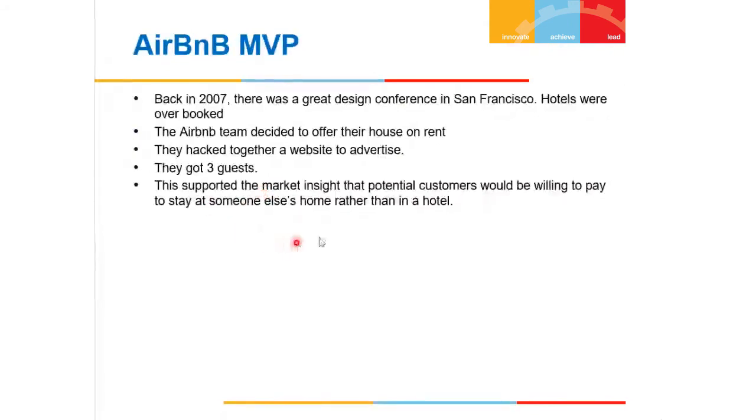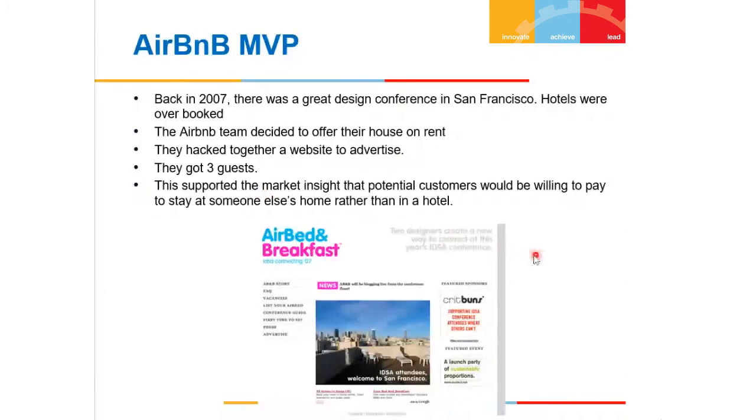So this supported the market insight that potential customers would be willing to pay to stay at someone else's home rather than in a hotel. This was that quick and simple website they put together for that particular conference. And probably they had a link from the conference website to their website, so that people looking for accommodation would be directed to their website where they can actually book the rooms. So a very simple concept without any of the fancy features that Airbnb has today. So this helped them to test their idea.